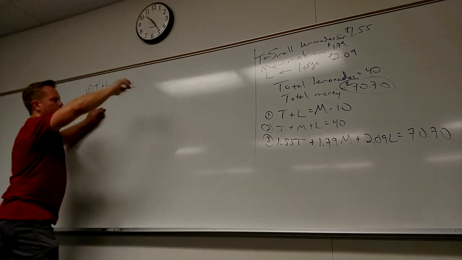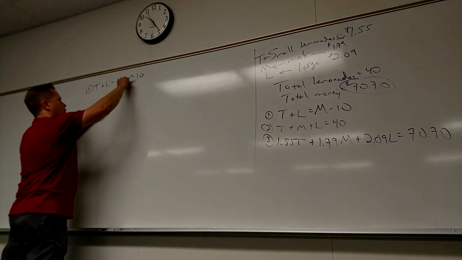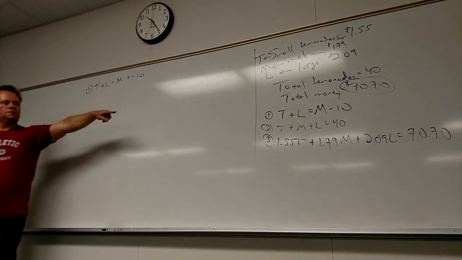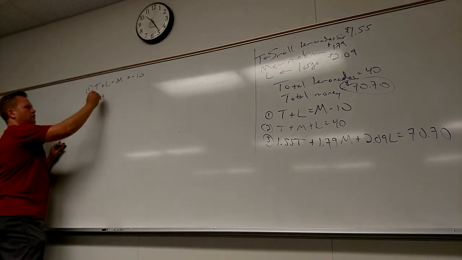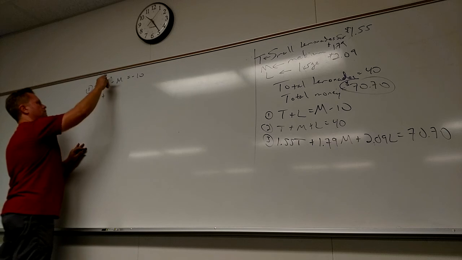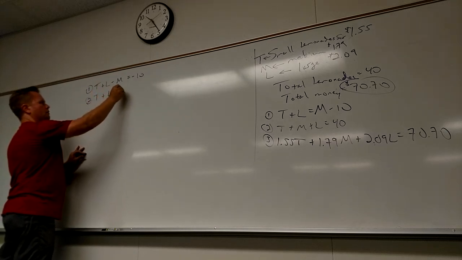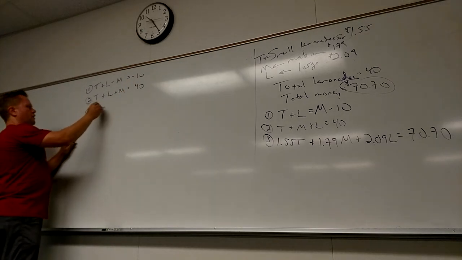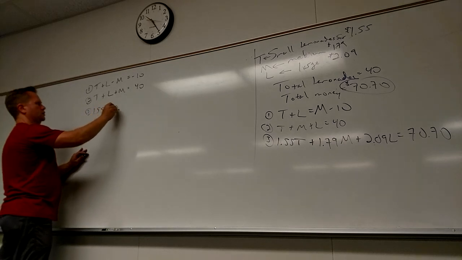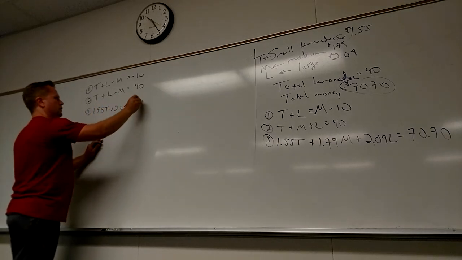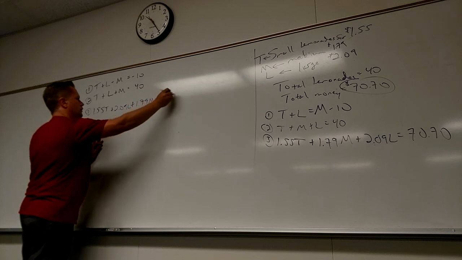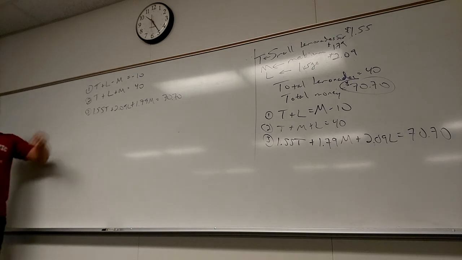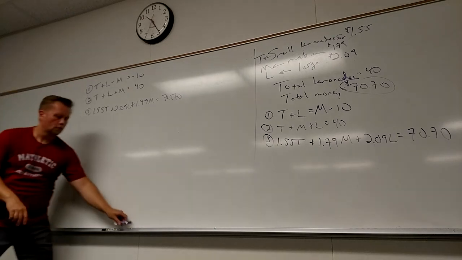I'm going to subtract the M on that first one, so it looks more like what we did. Remember A, B, C, X, Y, Z. T plus L minus M equals negative 10. T plus L plus M equals 40. And the third one would be 1.55T, we put the L second just to be the same, plus 1.79M equals 77. That's the equation that we're all going to stare at and hate. Not too bad.